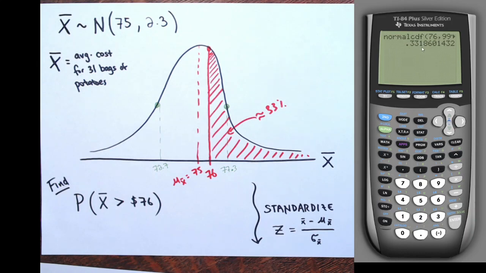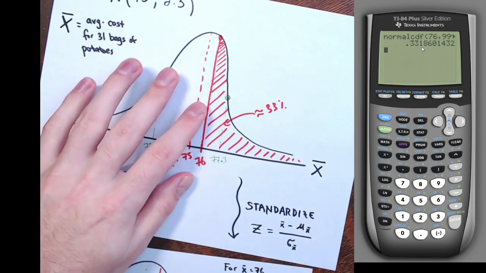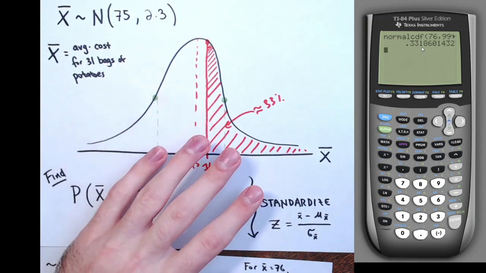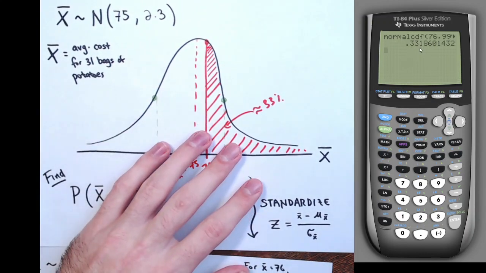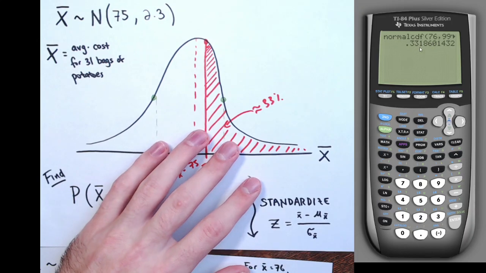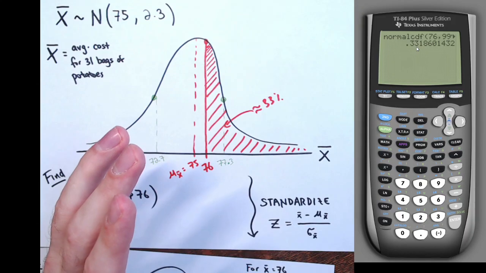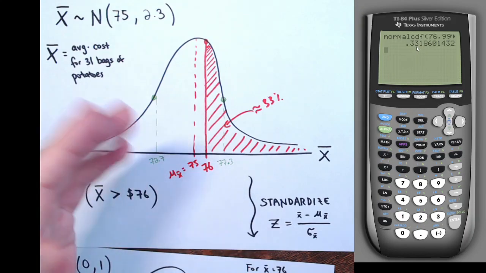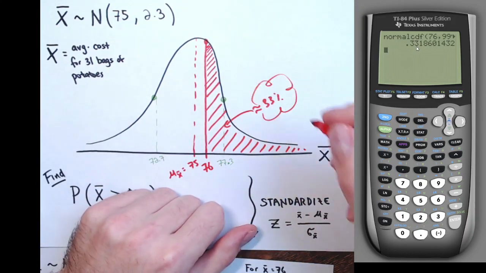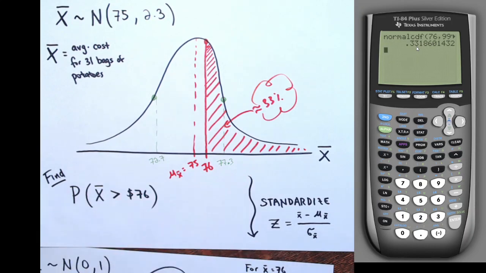Now, this is a little more accurate because nothing got rounded. I rounded my z-score to 0.43, but the calculator isn't doing that; it uses more exact values. But look at this area, 0.3318. That's 33.18%. If I round that to the nearest percent, that's 33%, exactly what I said here. So we can use the calculator to help us find areas under these normal distributions.